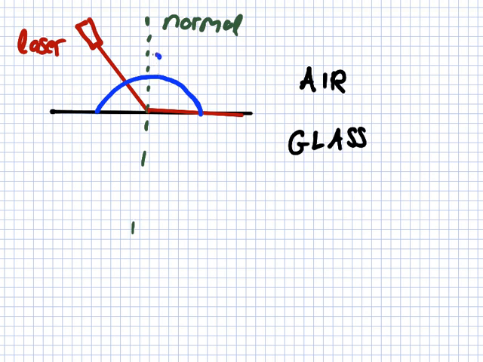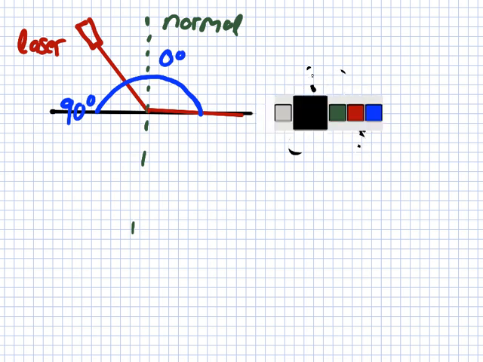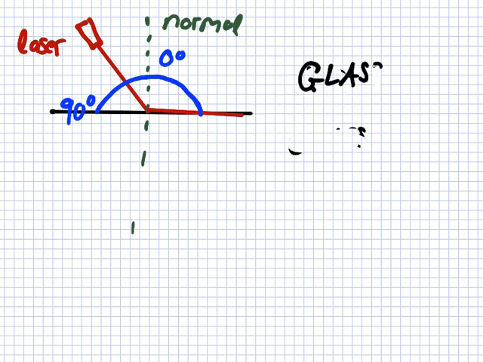0 here, 90 here. You need the laser to shoot from the glass to the air. No, you can only ever get a critical angle when you go from a more dense to a less dense material.